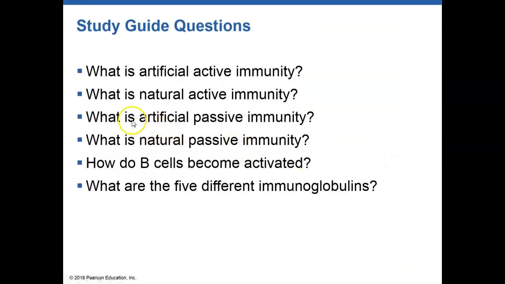So now you should be able to answer the following questions. What is artificial active immunity? What is natural active immunity? What is artificial passive immunity? What is natural passive immunity? How do B cells become activated? And what are the 5 major different immunoglobulins?